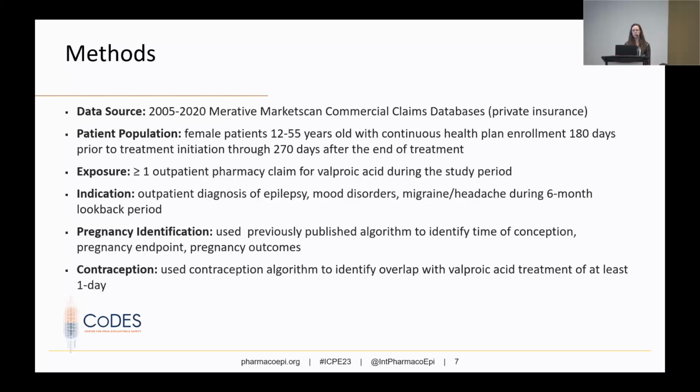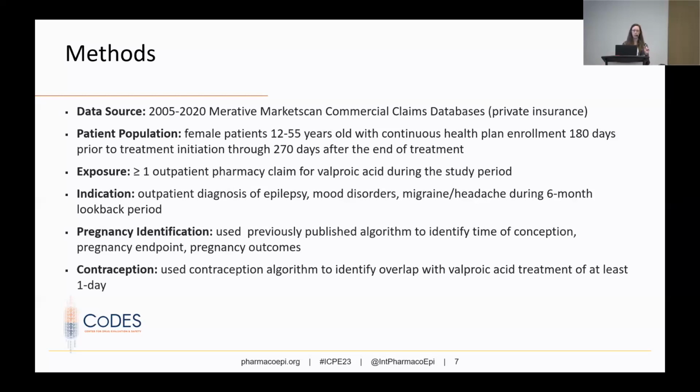So we used the MarketScan Commercial Claims Database. This is private insurance in the US from 2005 to 2020. We're looking at female patients aged 12 to 55 that had continuous health plan enrollment for 180 days before treatment through 270 days after the end of treatment. That is specifically so we can find pregnancy, and we have a full 9 months to see the pregnancy end. We looked at patients that had at least one outpatient dispensing for valproic acid during our study period.